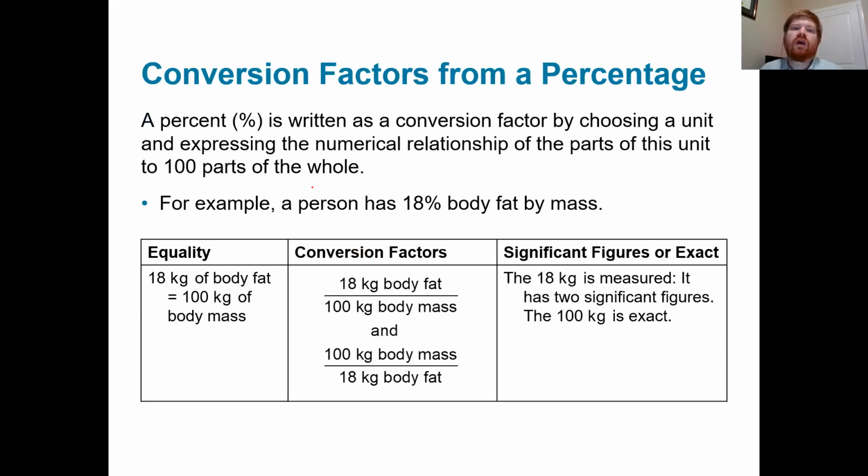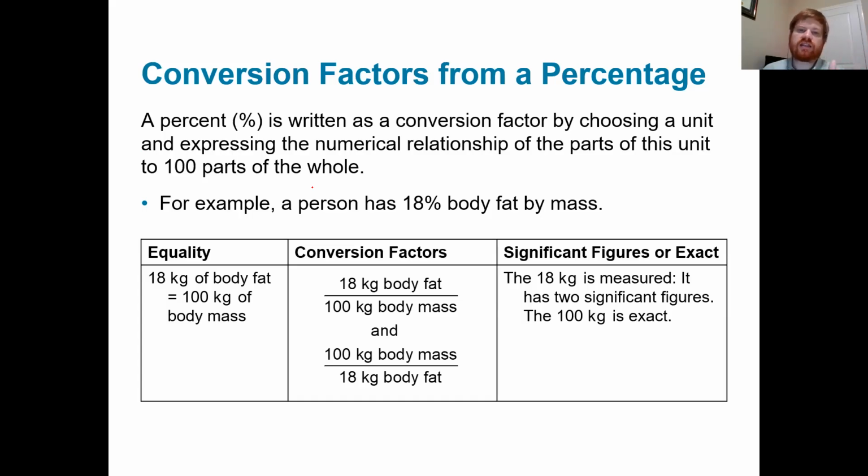Okay. So those are conversion factors that we might see within a problem that we'll need to use to solve a problem. Okay, another type of conversion factor that you're going to see a lot is a percent. And we'll talk more about percents in a future chapter. But for now, we'll just introduce them and show a way that you can easily get a conversion factor from a given percent. Basically, a percent is going to be written as a conversion factor because you have the unit that expresses the numerical relationship in terms of the parts of the unit per 100 parts of the whole.